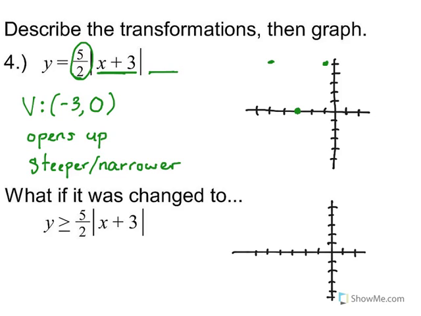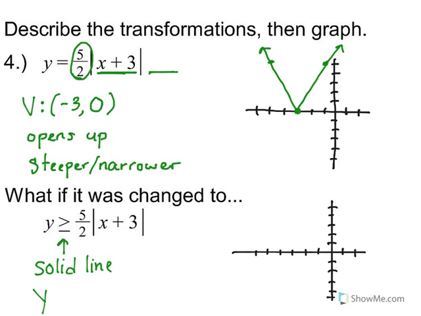Okay, and then I'm going to draw my absolute value lines in. So there's my graph. And again, how would this change if it was an inequality? So this inequality down here has an equal to, so it's still going to have a solid line.